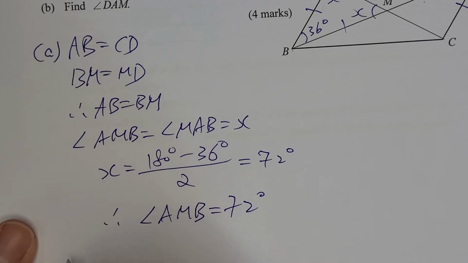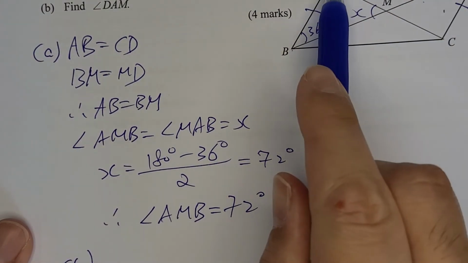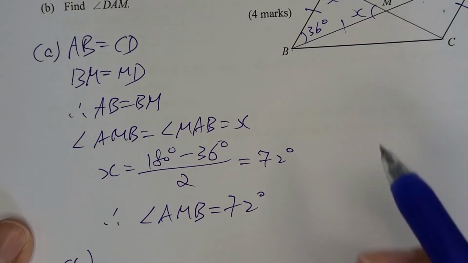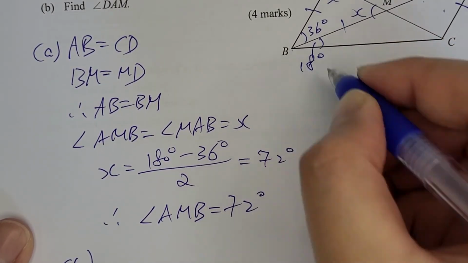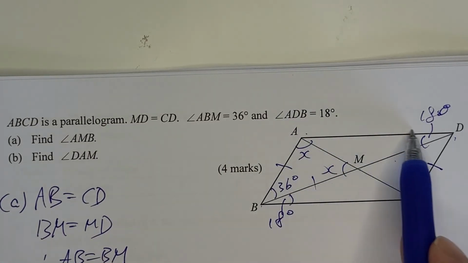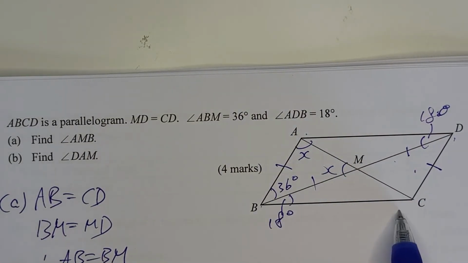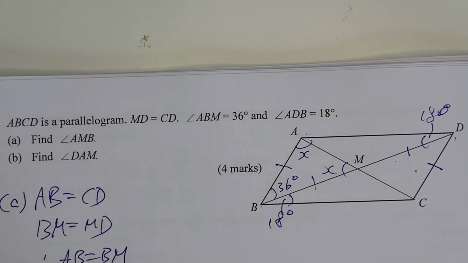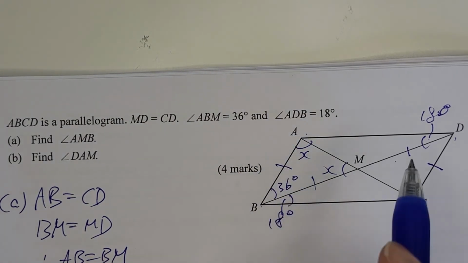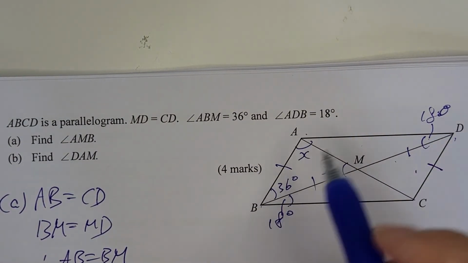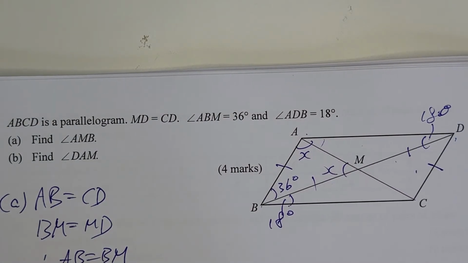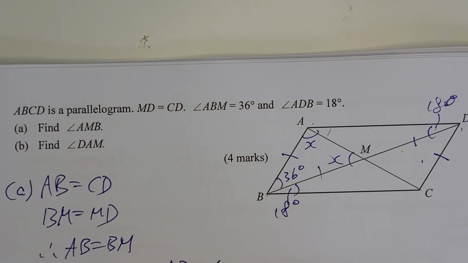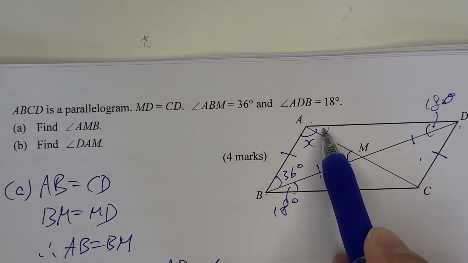And next, you need to find angle DAM. Okay, how do we find it out? First one, that is 18 degrees, okay? Because it is the parallel line. So, angle ADB and angle DBC are equal. Next, you know that x is 72 degrees, then use the interior angles here. You can find this one directly. Or even you can use the easier way. Sum of this one plus this one equals 72.